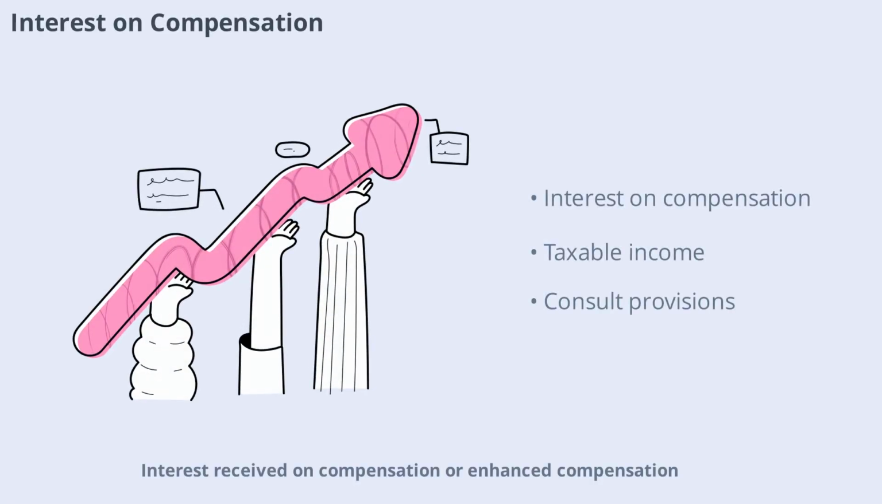Interest received on compensation or enhanced compensation, such as in land acquisition cases, is also taxable under this head. This ensures that any additional income arising from delayed payments or settlements is brought to tax. The timing and manner of taxation can vary, so it's important to consult the relevant provisions or seek professional advice if you receive such income.